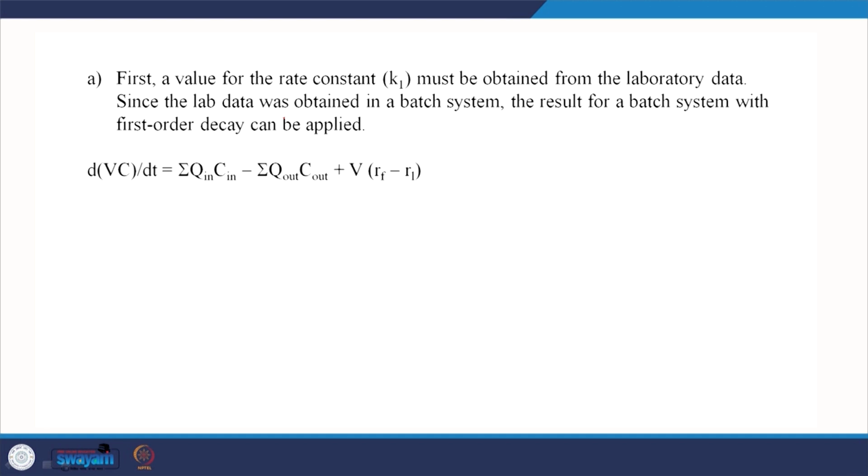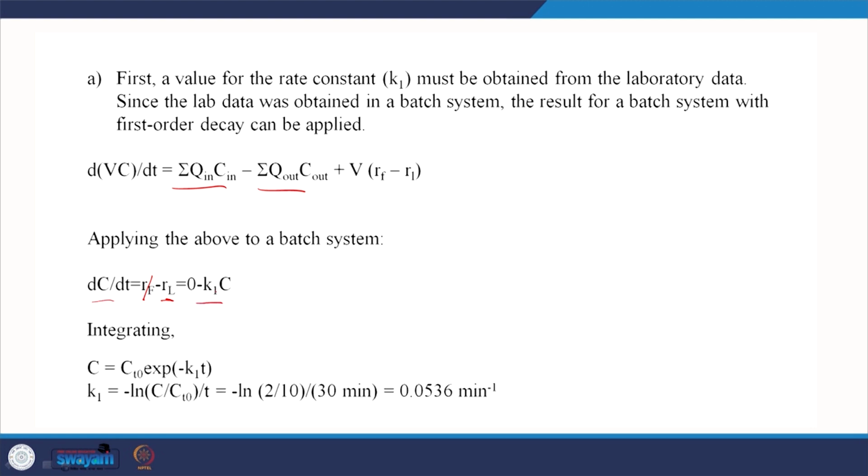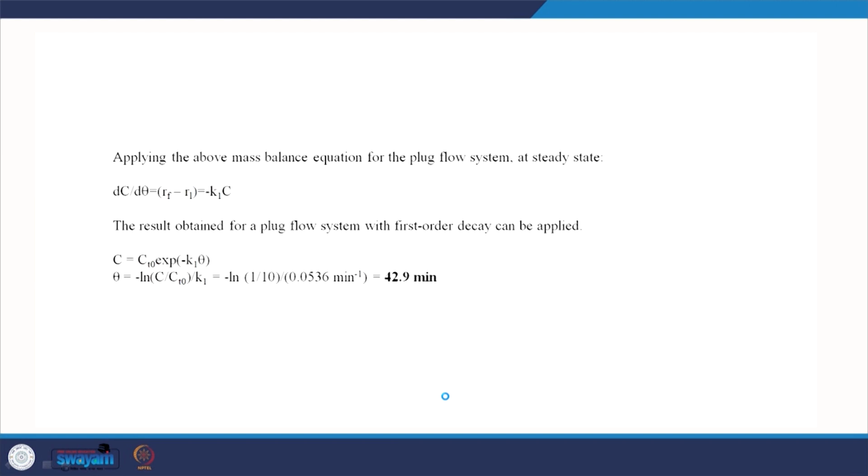So, we have the mass balance equation for a batch system, that is going to be relatively simple, because we have no flow coming in, no flow going out, and no rate of formation of the compound. We know that it is only being lost. So, dC by dt equal to minus Kc, and integrating and so on. So, looks like we have it to be 0.05 minute inverse, which you can convert into seconds.